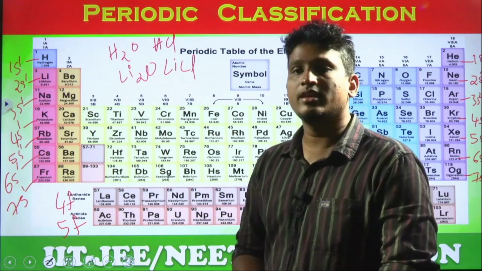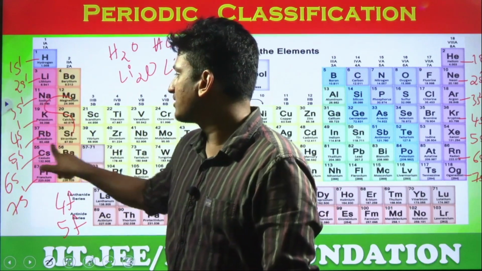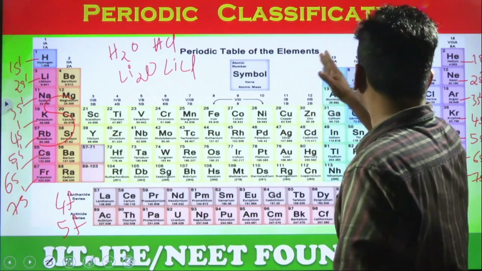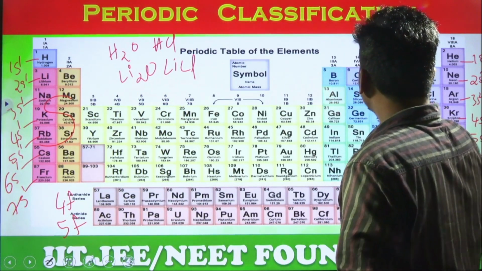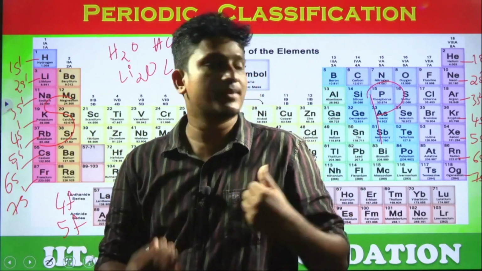Now answer, how many groups are there under S block? Group 1, group 2. These are S block elements. Yes or no? Why? Because S1 configurations, S2 configurations. And what these from 13th to 18th, what this group is called as? This group is called as P block elements. Why? Because the last electron is present in the P subshell.